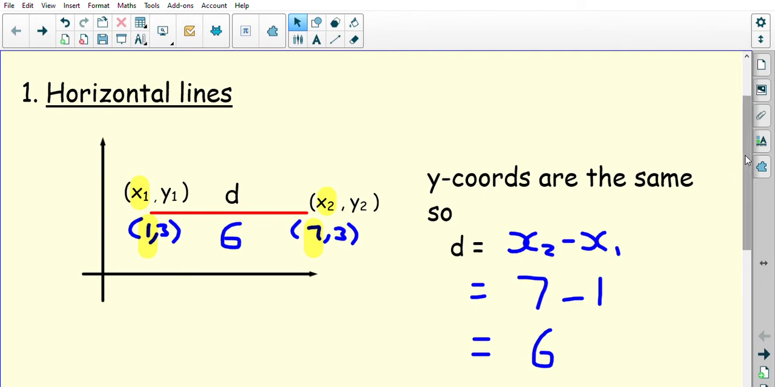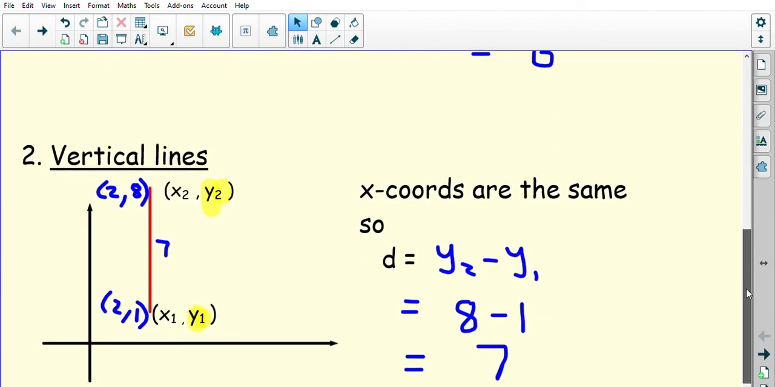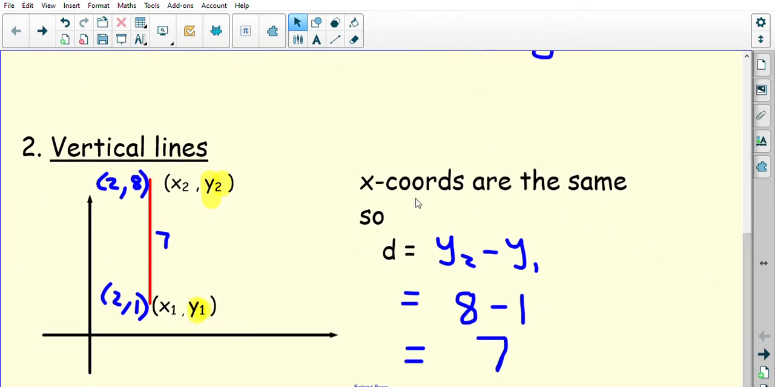As well as horizontal lines, we can also be looking at vertical lines, and vertical lines work the same. This time we know the x coordinates are the same on a vertical line, so the distance between the 2 points will be the difference in the y coordinates. So it's y2 minus y1.